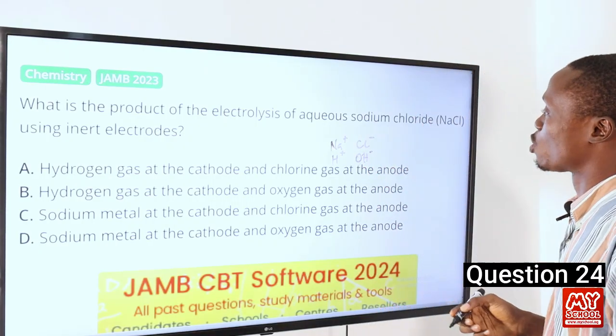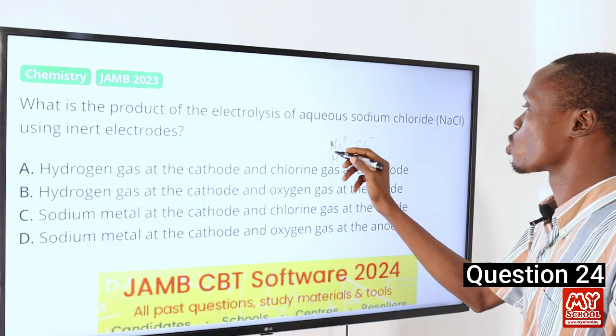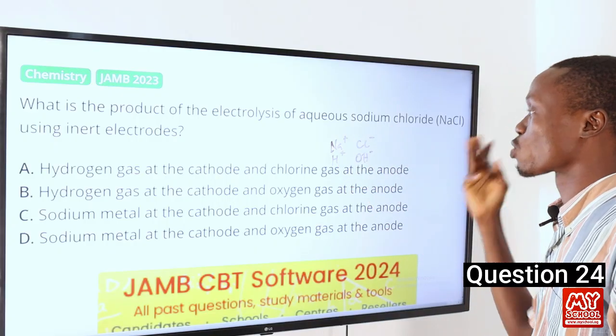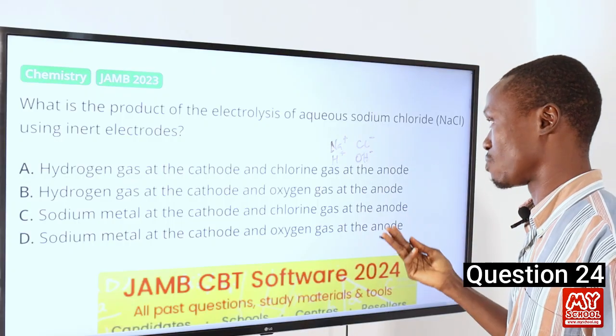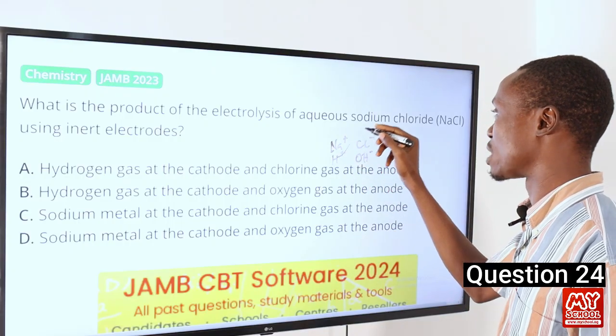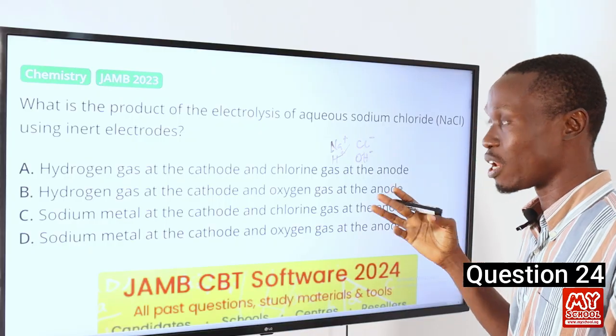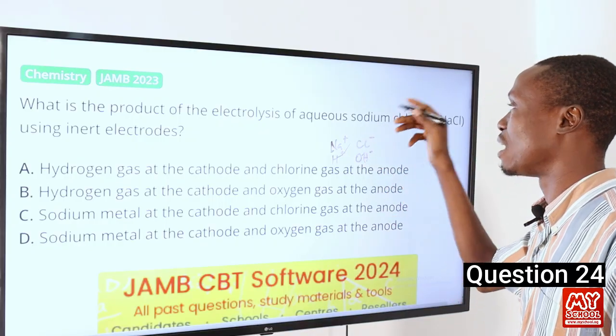During electrolysis, of course, sodium will not migrate, because among the cations, sodium is very, very electropositive. So hydrogen will migrate to the cathode. Hydrogen will move to the cathode, which is the negative electrode, to acquire electrons.